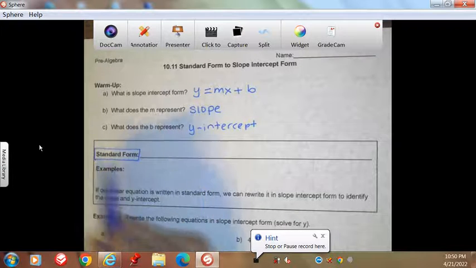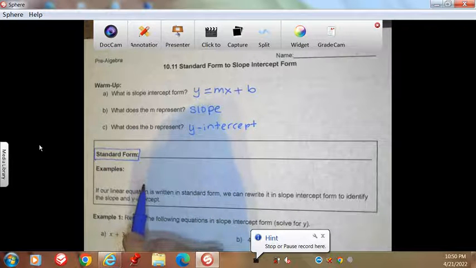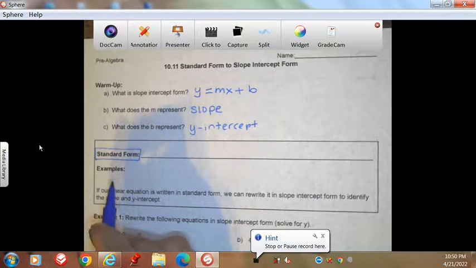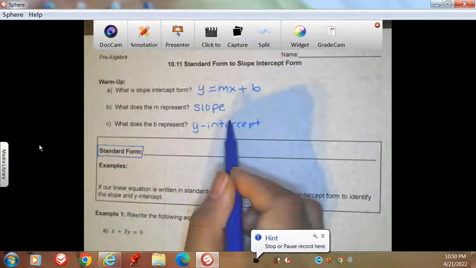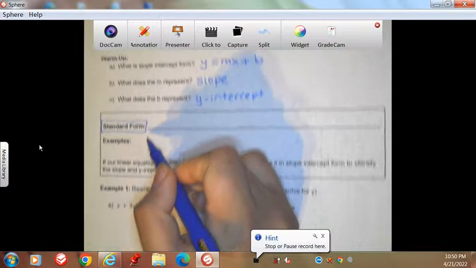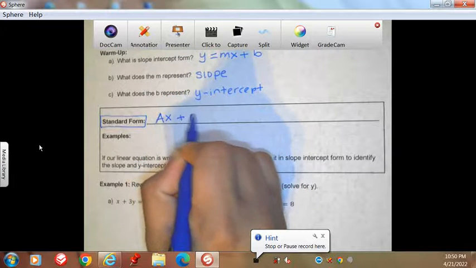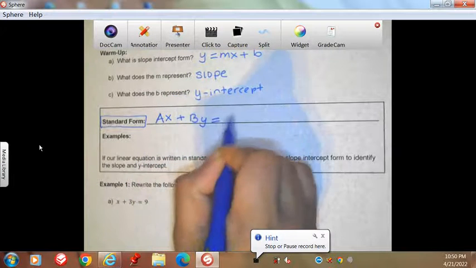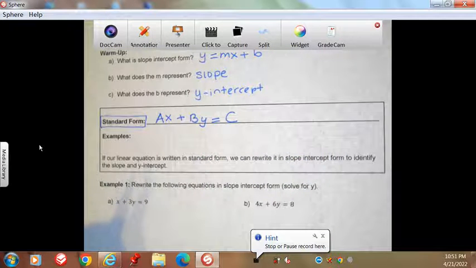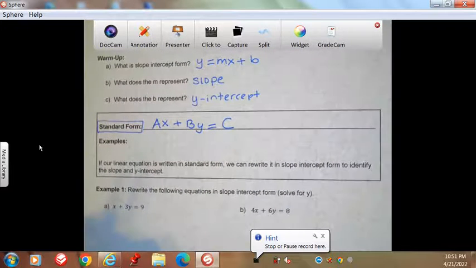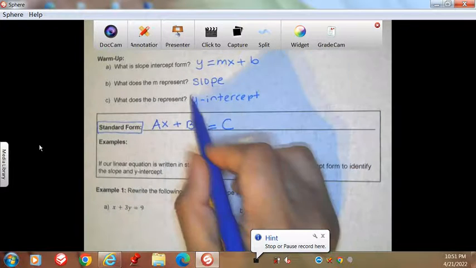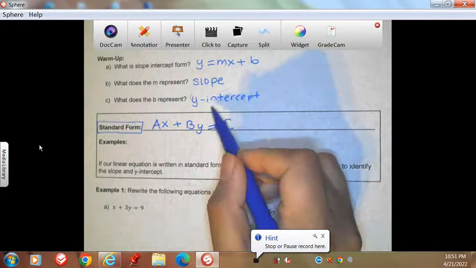I know yesterday and on Tuesday we covered point slope form, which was the second one. That one is not used as much as slope intercept form, but standard form also does come up quite often. So standard form looks like this: ax plus by equals c. It uses a, b, and c as the coefficients, or the numbers in front of the variables. But notice that there's no y-intercept or slope. So m and b are nowhere in this equation.